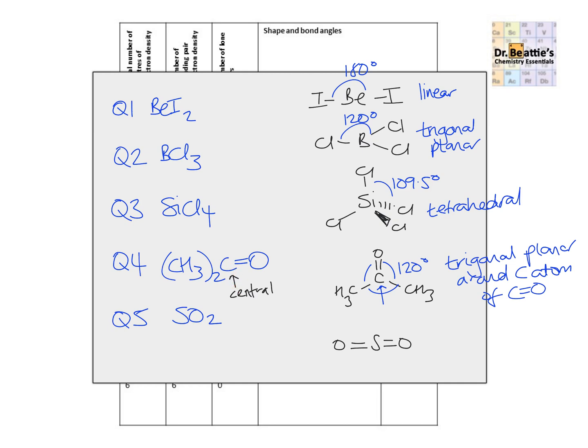And finally, we've got sulfur dioxide here. This is the correct line diagram for it. And what we have here is a linear molecule, much the same as beryllium diiodide, and the angle is 180 degrees.